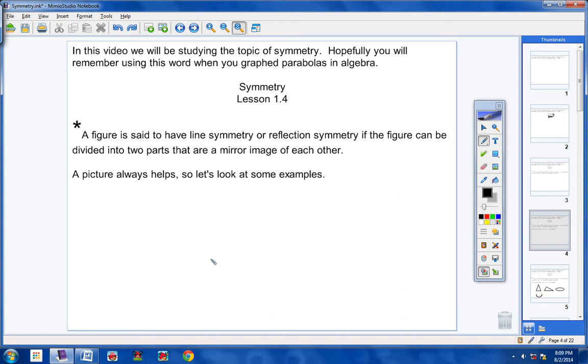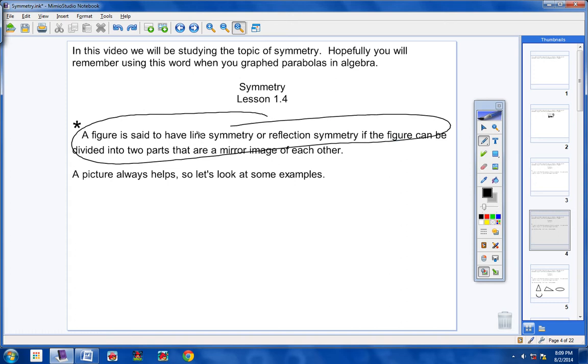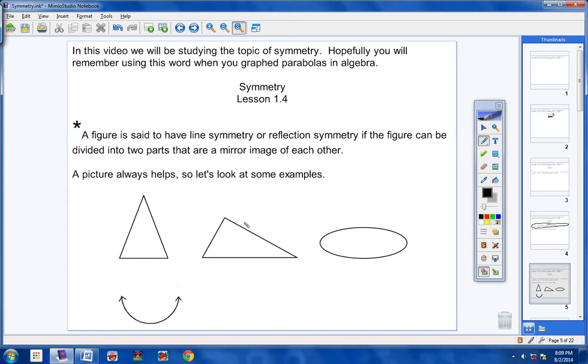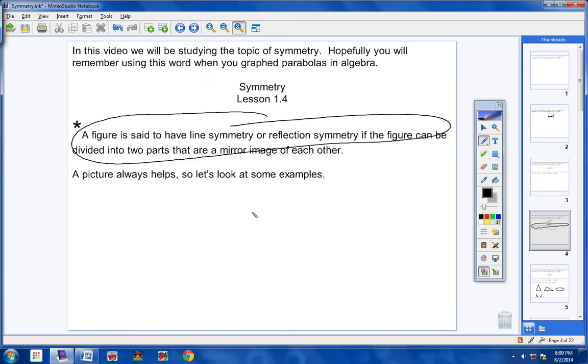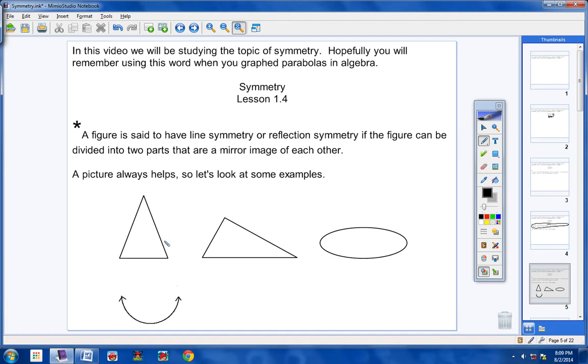A picture always helps. So if this phrase up here did not make a lot of sense to you, that's okay. Let's look at some examples that might actually help you understand what line symmetry or reflection symmetry is. Okay, you can copy these down one at a time. Let's go ahead and start with this figure here. Please copy down a triangle in your notes that looks like this right here, please, if you would.